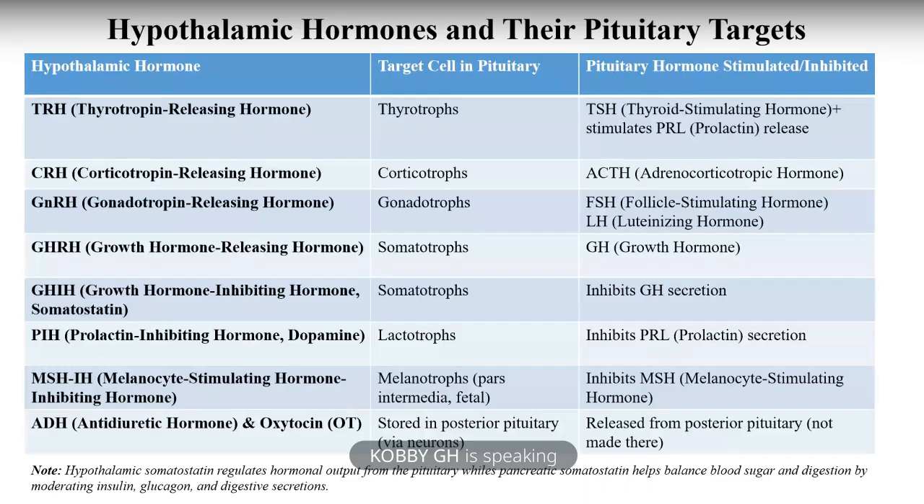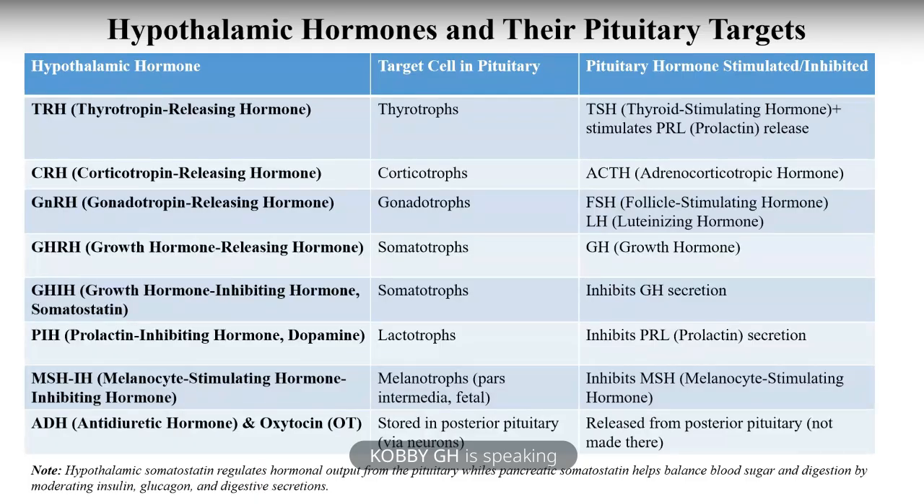Now, when the hypothalamus produces corticotropin releasing hormone, it will go to the anterior pituitary. What cell will it go and look for? It will go and look for the corticotroph cells. Then the corticotroph cells will now produce ACTH, adrenocorticotropic hormone.